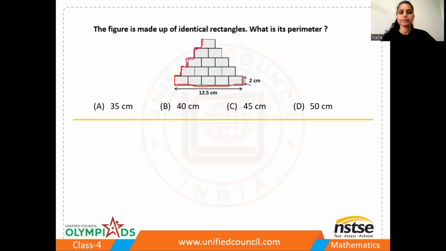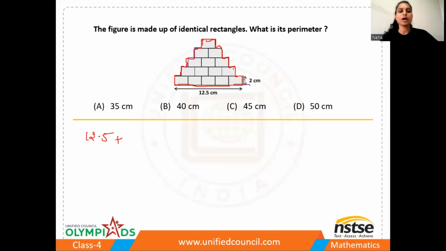This boundary. Perfect. Okay, so what we have to do basically is find out the length of this boundary. This length is 12.5 centimeters. And this length is 2 centimeters. So this is 2, this is 2, this is 2, and this is 2.